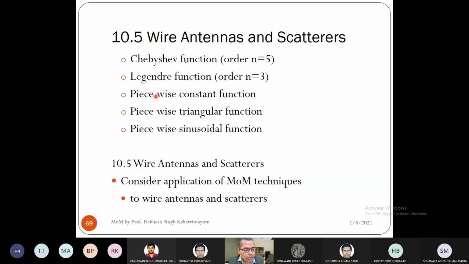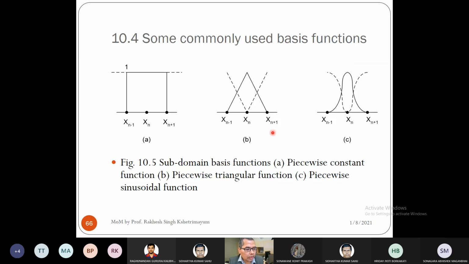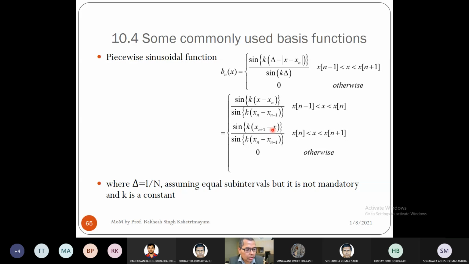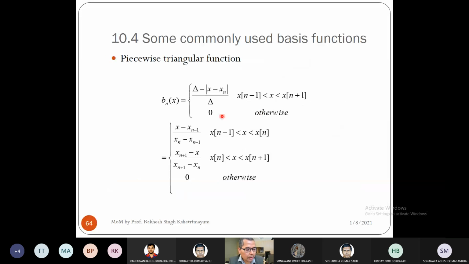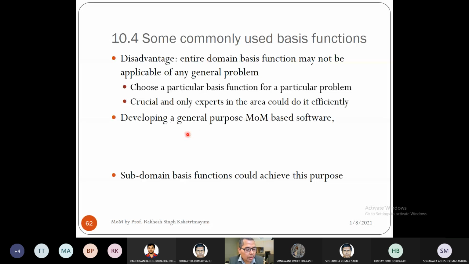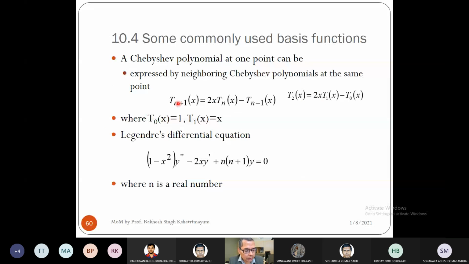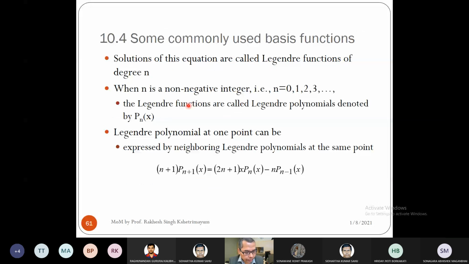And you can also plot the piecewise constant and piecewise triangular and piecewise sinusoidal function. The expressions are given, you just plot it. The expressions are there, no? I have already discussed that. This one expression, this is another expression, you plot it. In MATLAB, you can plot it easily. This is the recursive relation for the Legendre polynomial. You find out P3 from here. And you find out T5 from here, you plot it. So when you do that, you'll remember the functions and you'll get to know them better.